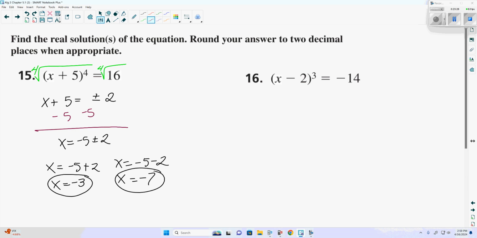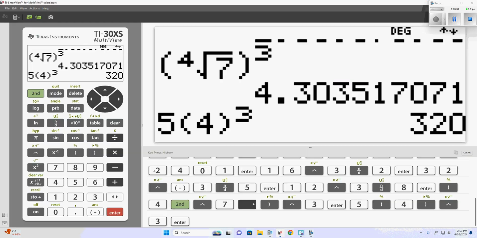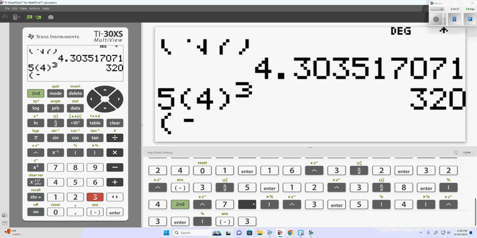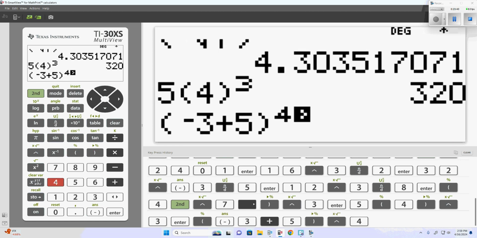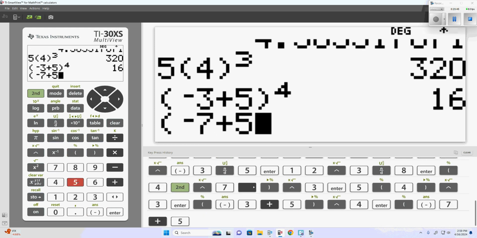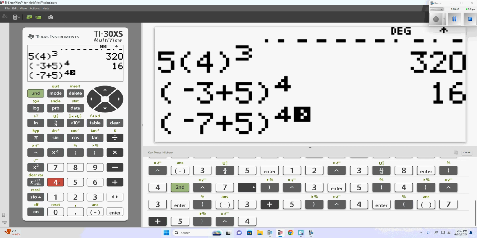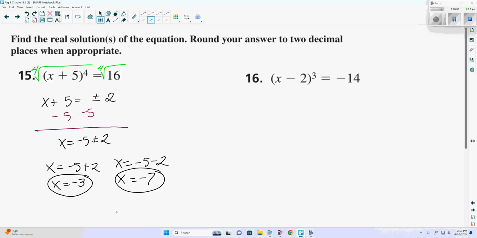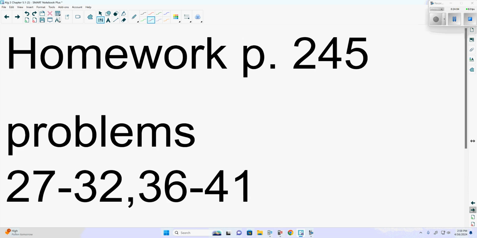Because when we said we took the fourth root of both sides, we have two solutions. It works out that it's -3 and -7. Because we could say -3 plus 5 to the fourth power, and we get 16. And -7 plus 5 to the fourth power is also 16. So both of them work. Questions on this here? You have the rest of the time to work on this assignment.